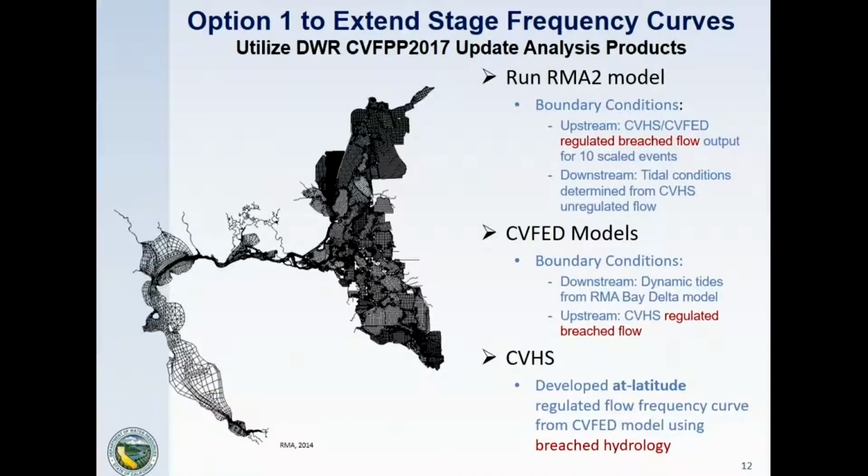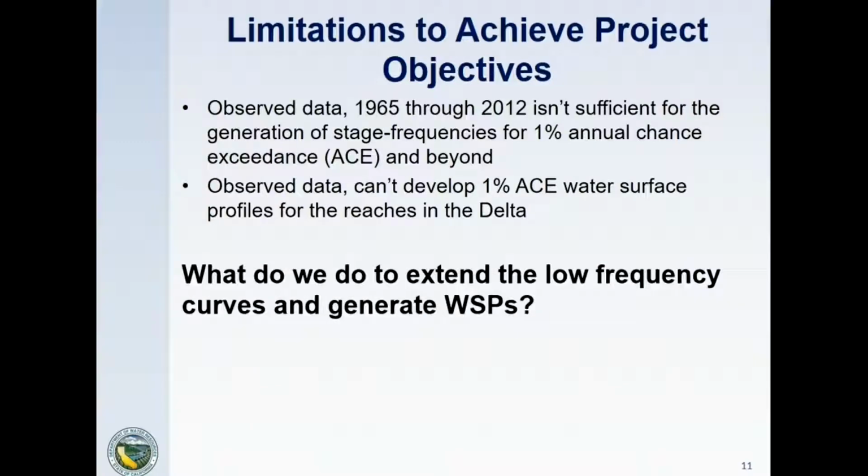So what is the limitation to achieve this objective? The data we have is from 1965. That's the time when we had the regulation in place, and the cutoff period for this project is 2012. So what that means is we have only roughly 40-50 years, and we don't have enough data to generate the stage frequency curve for the low frequencies of interest, so we can't generate the 100-year profiles.